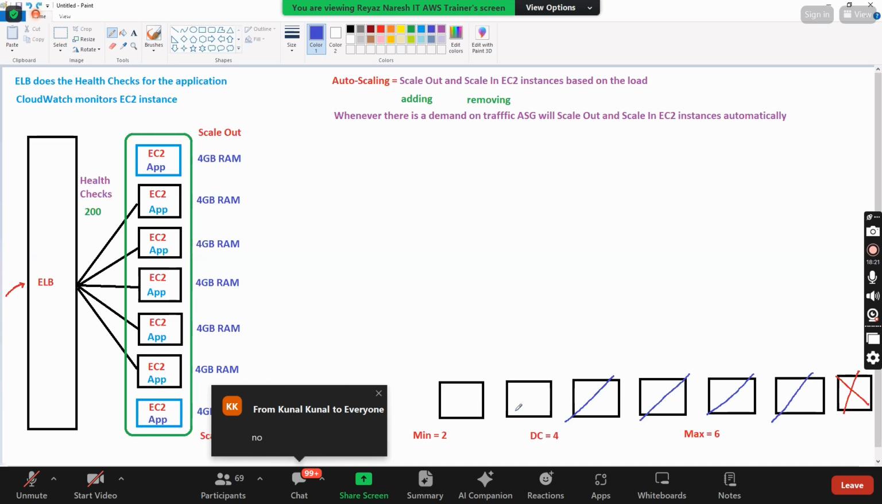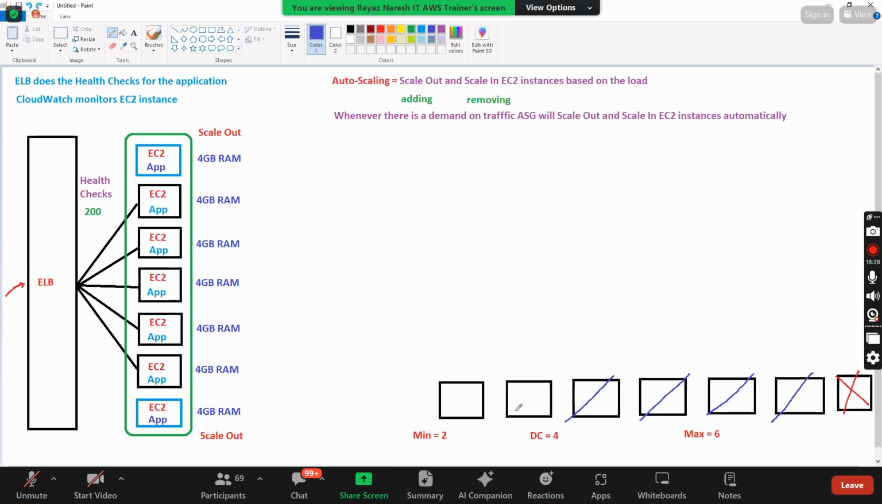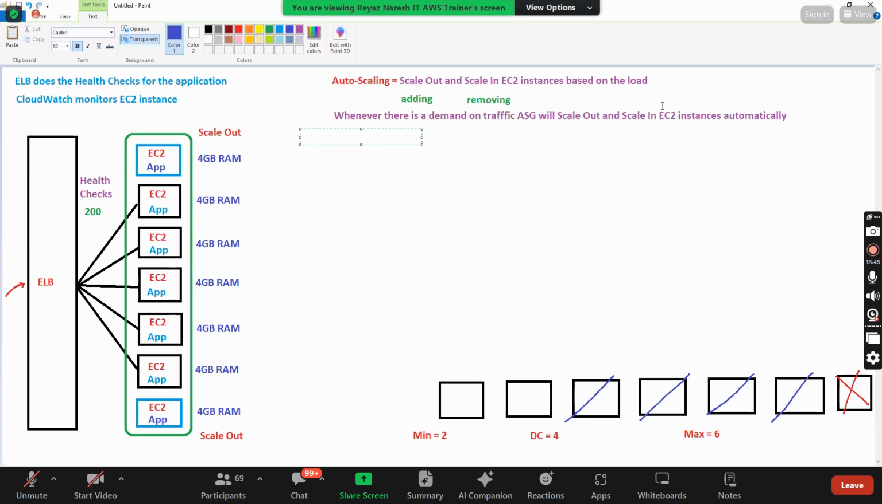So in auto scaling, we have mainly 3 things. What are those? Minimum, maximum, desired capacity. Minimum and maximum are boundaries. Desired capacity means initially how many machines you want. Clear? Very good. So minimum, maximum, desired capacity.